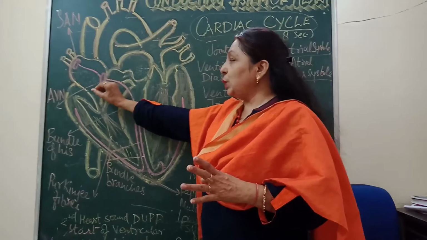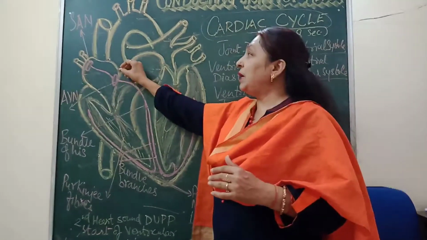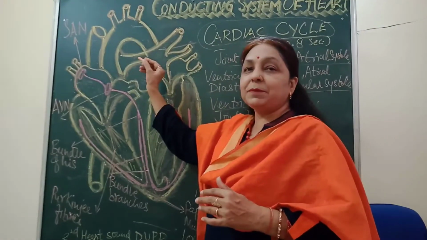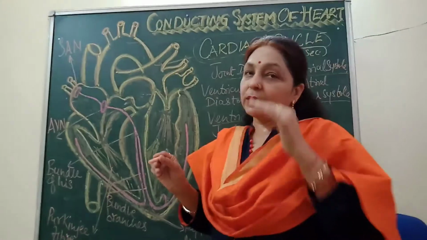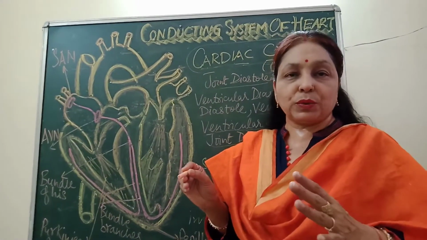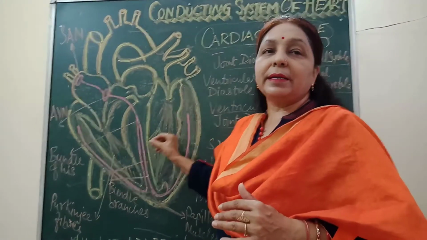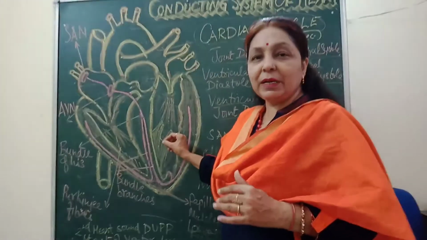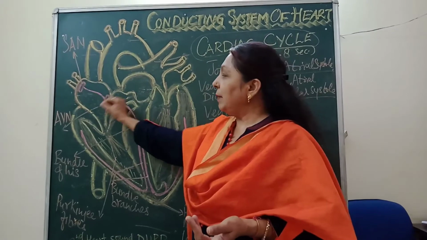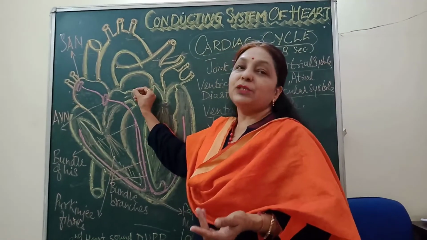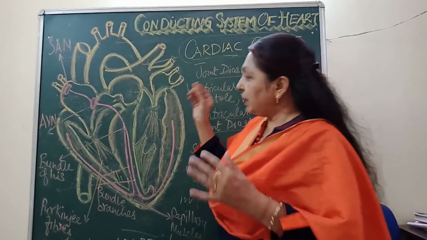So when the AV valves open, the semilunar valves close, and the blood which was going to the respective pipes, that is the pulmonary artery and the aorta, is stopped. Semilunar valves are closed, and at this stage the AV valves are open and the ventricles are getting filled up. So ventricles getting filled up means showing diastolic pressure, and the auricles are emptying their blood to the ventricles, which means they are showing systolic pressure. So it is a cardiac cycle.